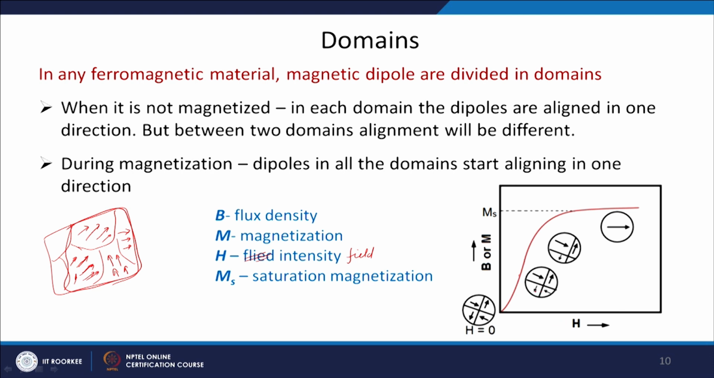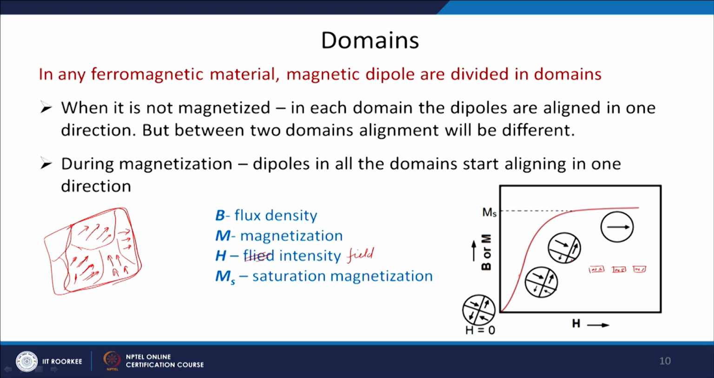So you can see that slowly the domains are starting to change. Some domains are disappearing, and as H is increasing, B is increasing, you reach a saturation point when all the domains have disappeared, and throughout the material you have only one alignment of dipoles, which is in this direction. As I told you, in all the cases the alignment is the same: north south, north south, north south, and so on.